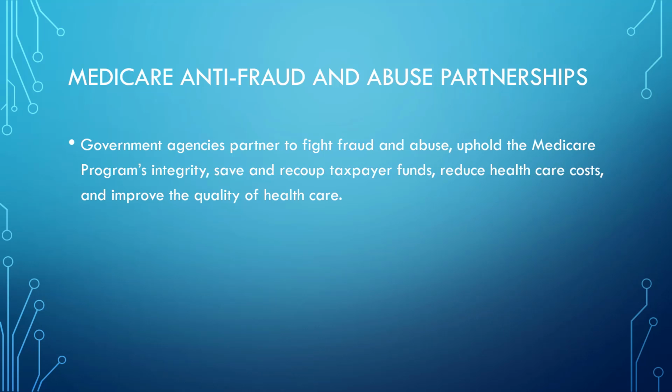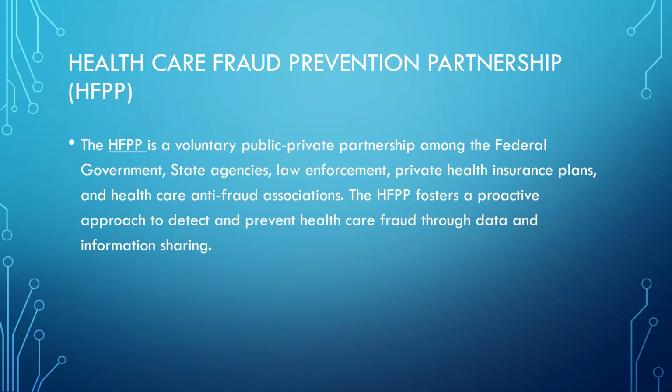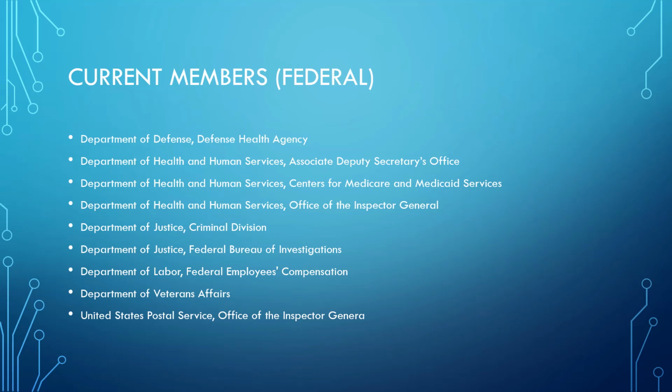The government is very dedicated to fighting fraud and abuse, and they have developed a number of fraud and abuse partnerships to monitor what we do, look at our claims, and see that we are doing things properly. The first partnership is a healthcare fraud prevention partnership. It's a voluntary public-private partnership. It involves the federal government, state governments, law enforcement, private insurance plans, and anti-fraud associations. And these people all work together, and they share information to try and detect fraud.